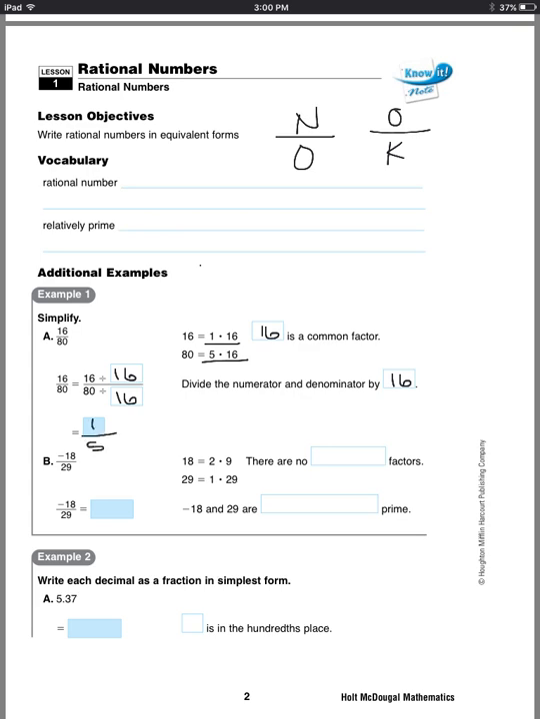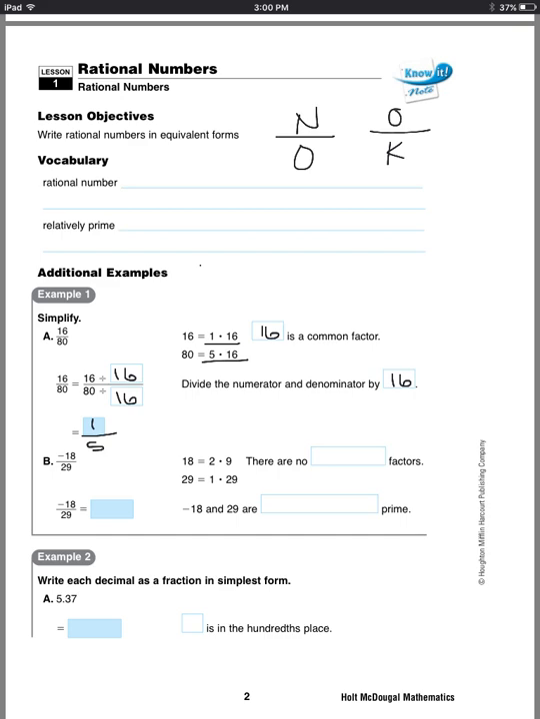1/5. Now you could have divided by 2, you could have divided by 4, but when you simplify, you want to put it in its simplest form. So if you only want to divide each number once, you want to use the greatest common factor, or you will have to do your simplifying more than one time.